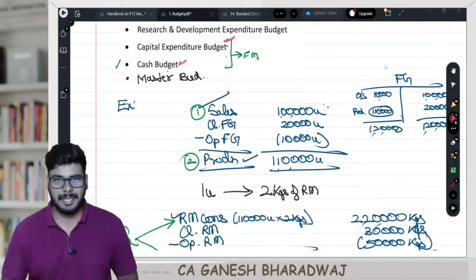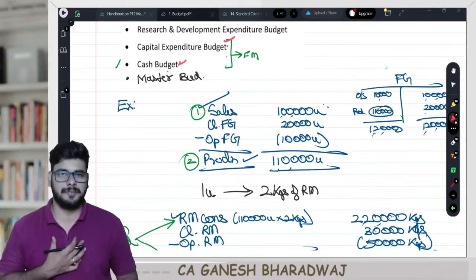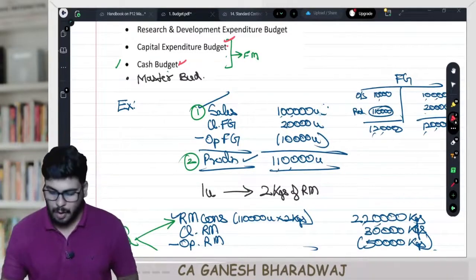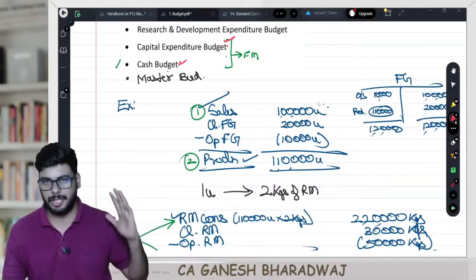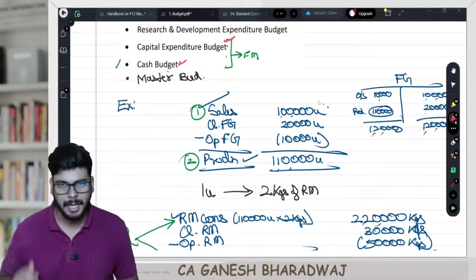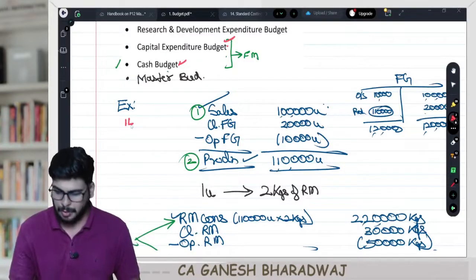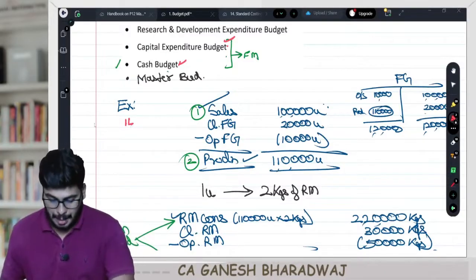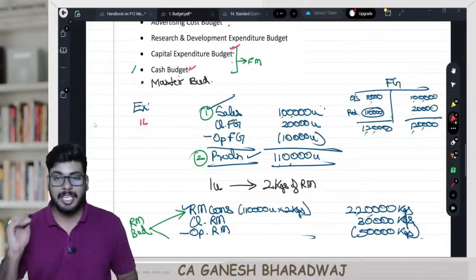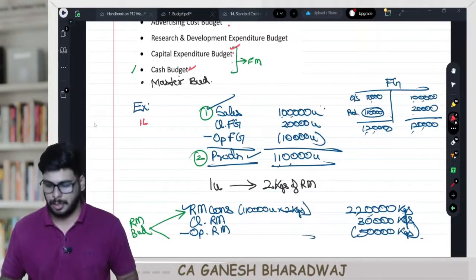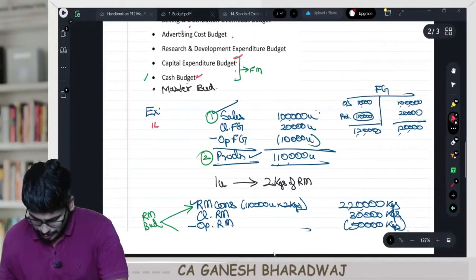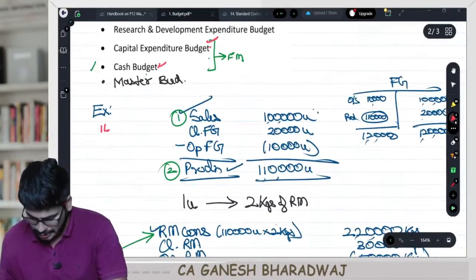Now, let us say a company is planning to sell 1 lakh units in the upcoming financial year, or let's say in a particular period. They are planning to sell 1 lakh units. Not just that, apart from that, they are planning to keep a closing stock of how much? 20,000 units. Now, if you look at this, you'll be able to understand this.